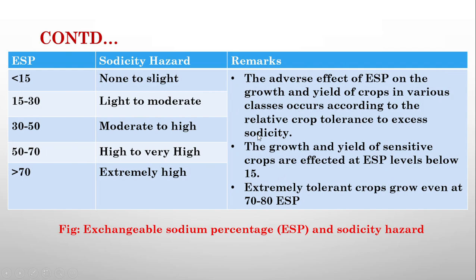And moving on to the remarks, the adverse effect of ESP on the growth and yield of crop in various classes occurs according to the relative crop tolerance to excess sodicity. Yes, it depends on the type of crop to be grown. And when it is greater than 15, the growth and yield of sensitive crops are affected. Extremely tolerant crops grow even at 70 to 80 ESP. Yes, even if it is 70 to 80, some crops which are extremely tolerant to sodicity can grow. That is a condition.